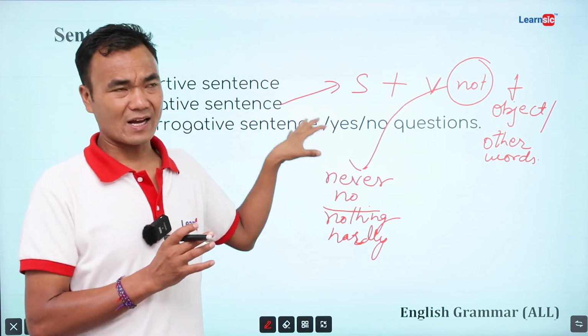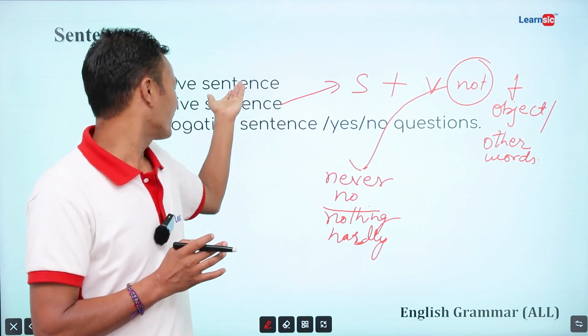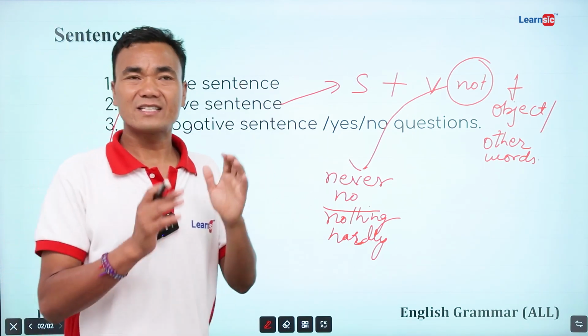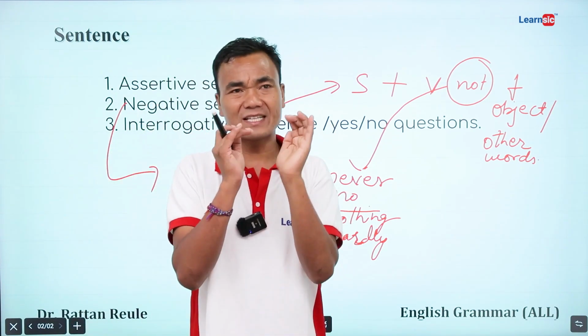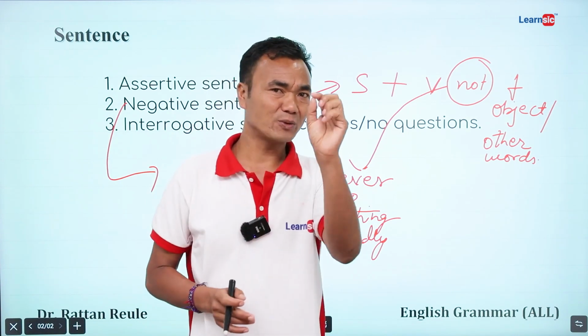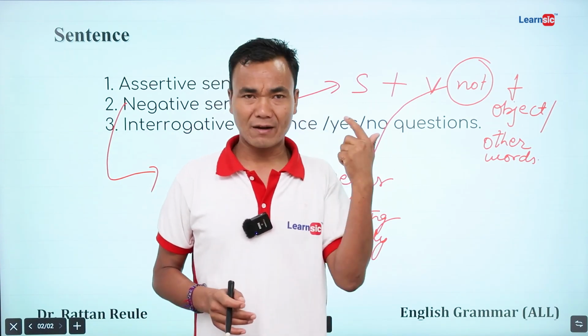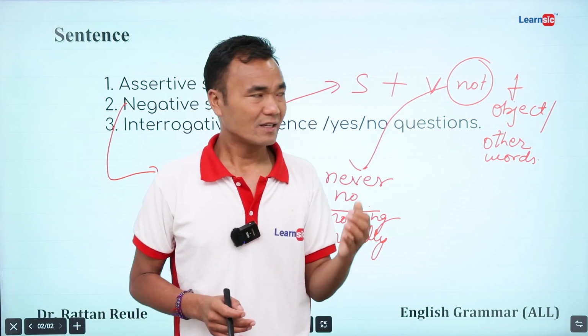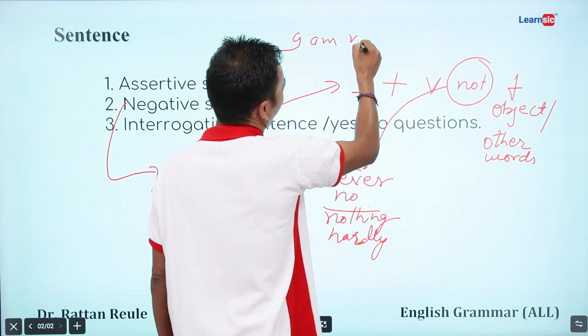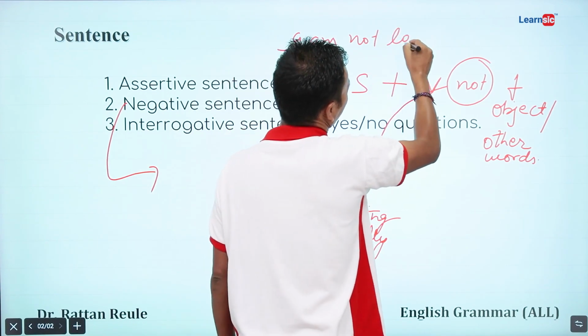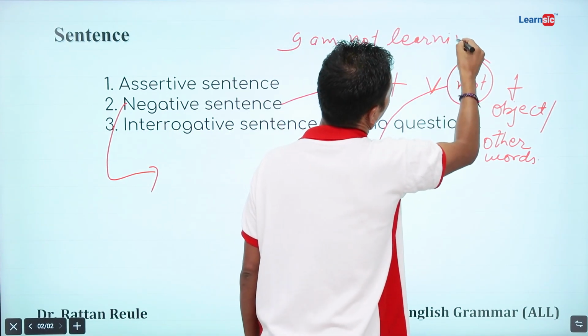The structure is the same as the assertive sentence: subject, verb, and object. So the negative sentence is also divided into three parts. First, the subject. I give you an example: I'm not learning English.